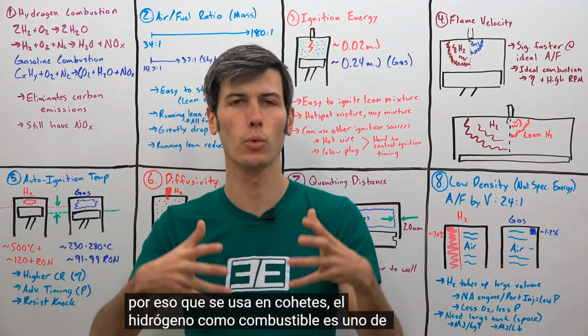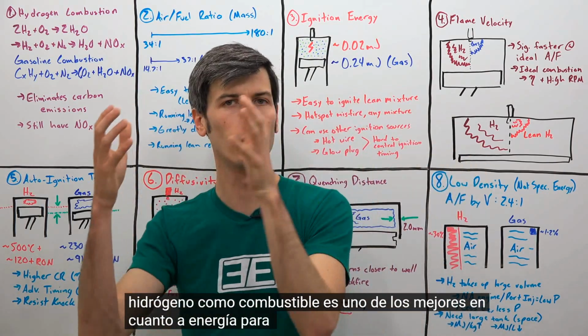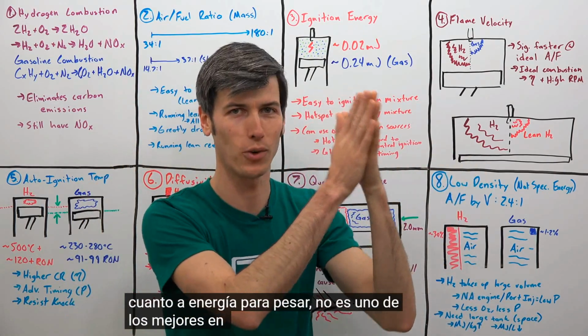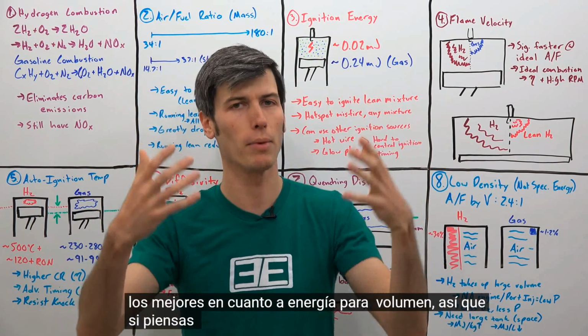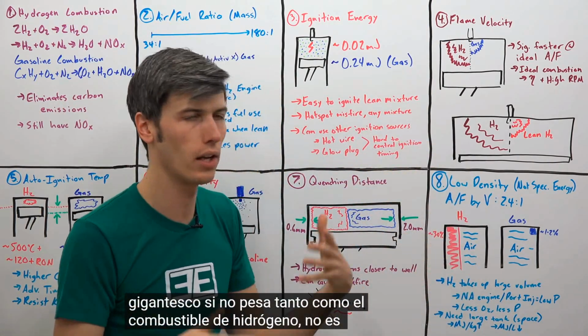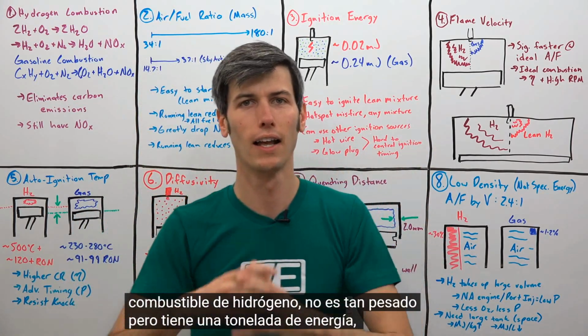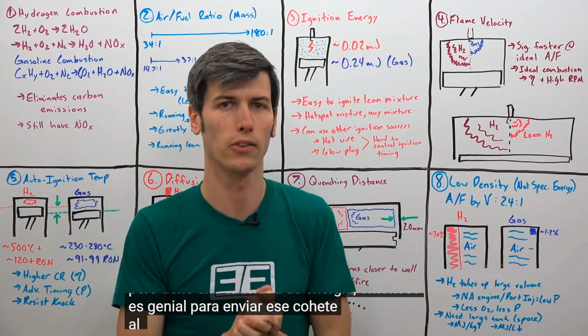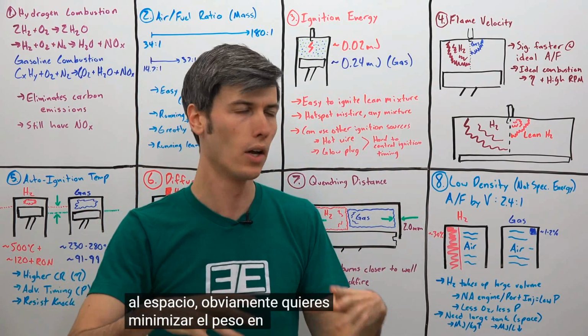Hydrogen as a fuel is one of the best as far as energy to weight. It's not one of the best as far as energy to volume. So if you think about a rocket, it can be gigantic. If it doesn't weigh much like hydrogen fuel, it's not all that heavy, but it has a ton of energy in it, then it's great for sending that rocket out into space. Obviously, you want to minimize weight on a rocket.